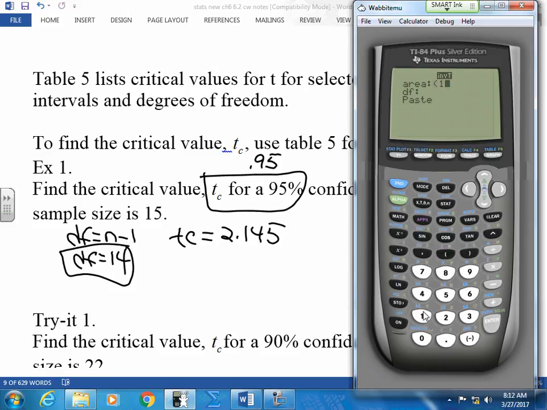1 minus 0.95, divided by 2. It takes me longer to put anything in here, divided by 2. Degrees of freedom, you would have to enter your degrees of freedom at 14, and you would paste. For those of you that like the calculator, this works out real well. That line, there it is. And it comes out a negative, which you would have to make a positive.